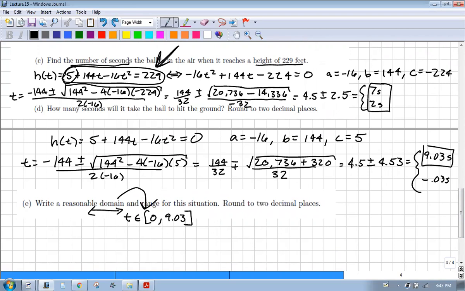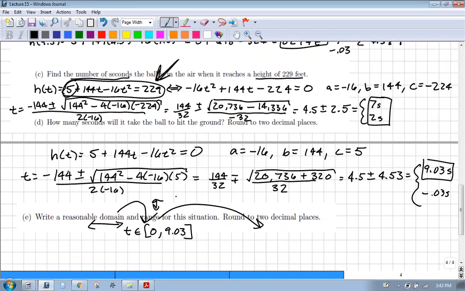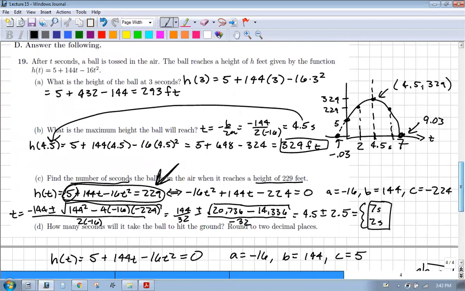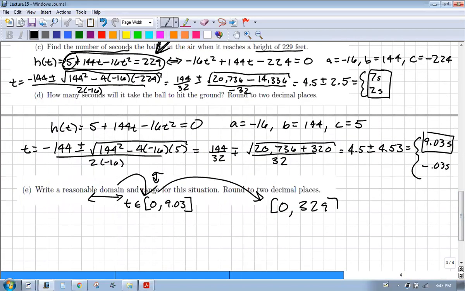What about range? Well, here that's the up and down, so that's the height. I'm concerned with the height of 0 up until its highest peak. Its highest peak was at 329. So that's our range of interest. H of t is an element of this interval. Any questions about this domain and range? Here we just want the ones that make sense physically.